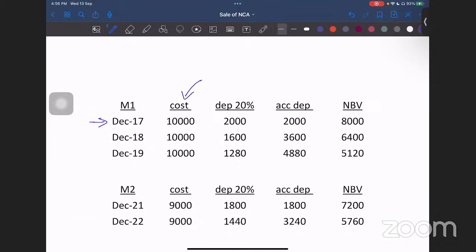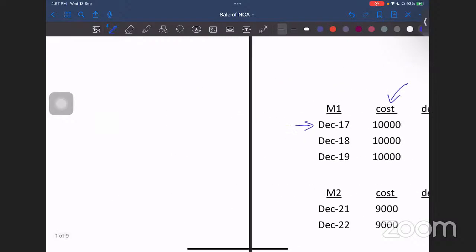Cost 10,000. My depreciation, I'm using 20%. Since this is the first year I'm depreciating, there's no accumulated depreciation, no MBV. So how to find depreciation? I will just take 20% multiplied by the cost. And since it's the first year, accumulated depreciation is empty, so my accumulated depreciation is also equal to my depreciation, hence 2K. Then the last column, MBV. How to find MBV? Cost minus accumulated depreciation, so 10K minus 2,000. That gives me 8,000. I will keep repeating this until the year that I sell.